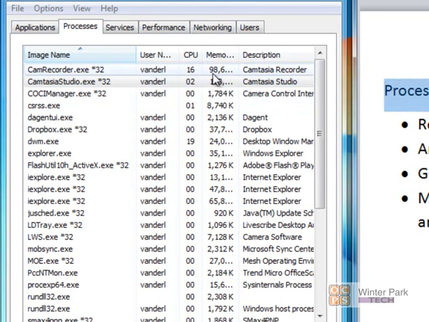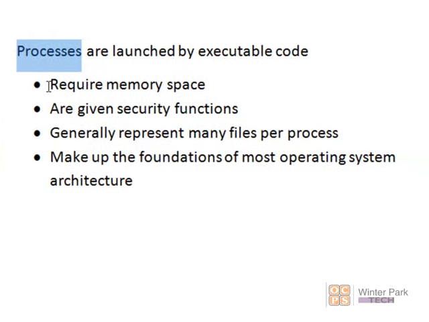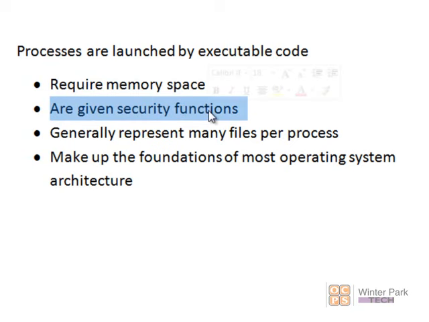So this process is given a process ID. We'll see that in just a minute. When processes run, they require memory space. So every process that runs in an operating system is going to require memory space from the main kernel components of your operating system. They are also given security functions. So they are given boundaries and limitations as to what they can and cannot do within the operating system. This is very critical as we look at processes like IE, the kind of security that is given. Does it make me vulnerable, or does it make me much more secure?